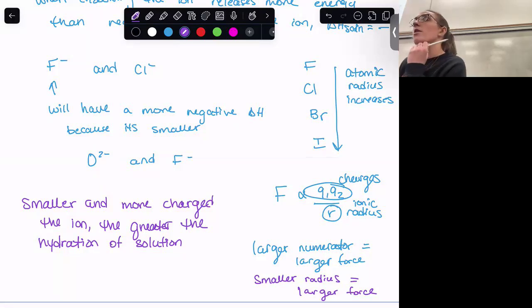Why can't lattice energy be negative? Because lattice energy is talking about breaking apart that ion. So you can never have a negative delta H when you come to breaking an ion. That will always require energy and therefore always be positive. And then hydration is negative, because we're making bonds, which always releases energy.